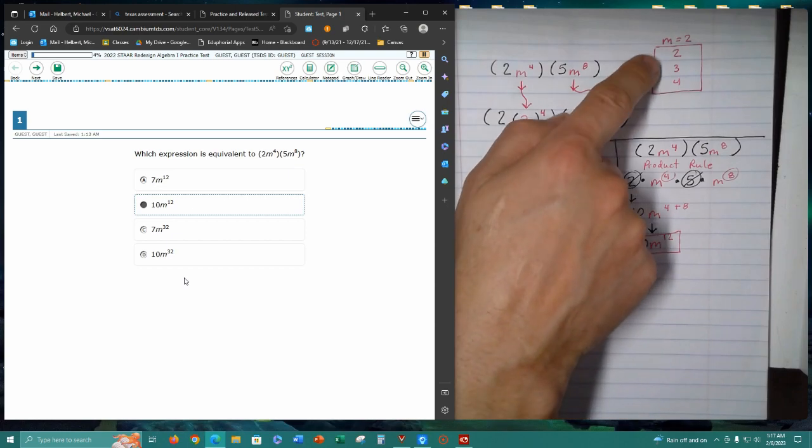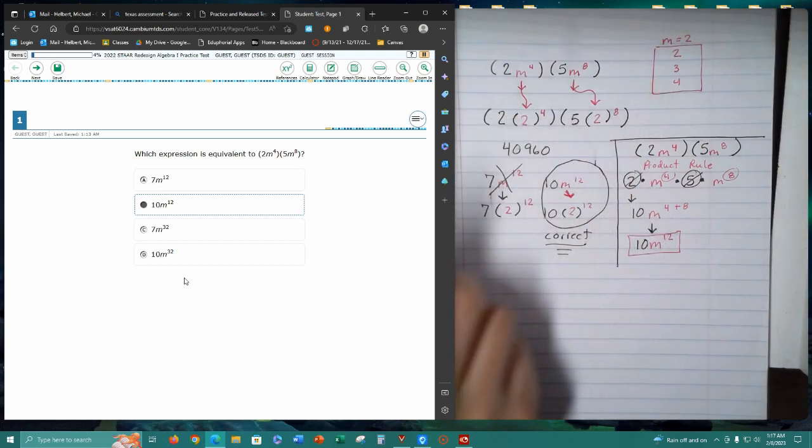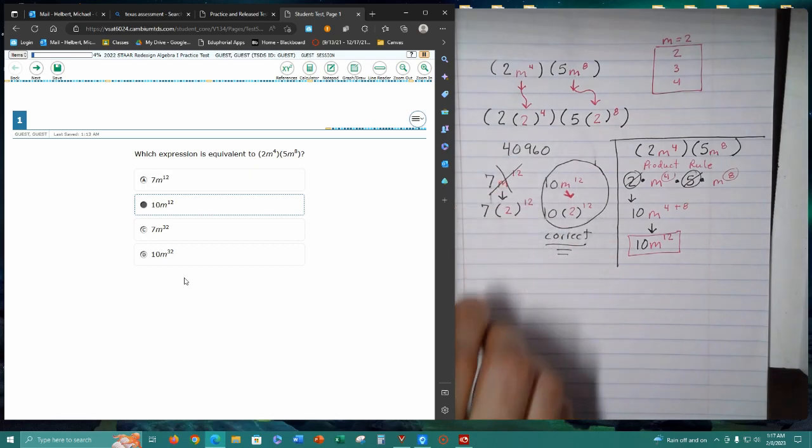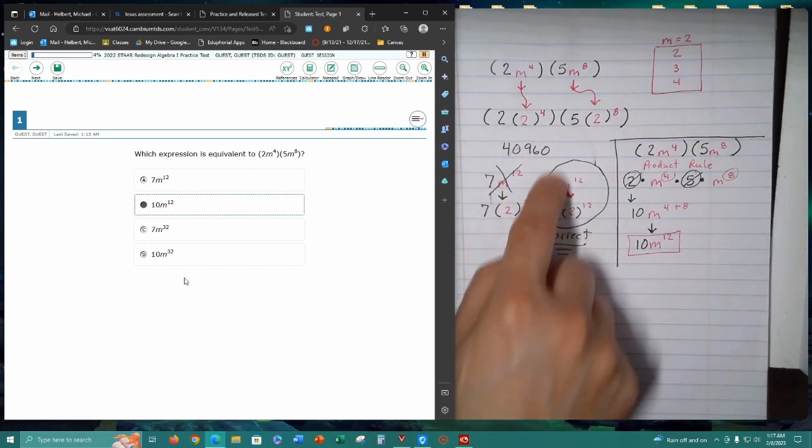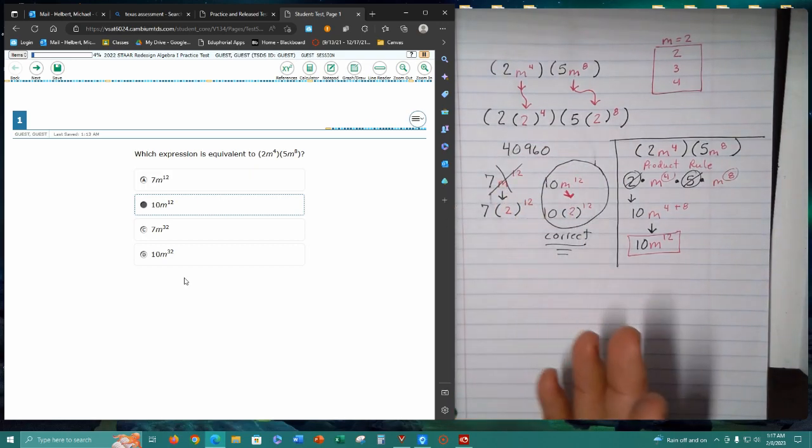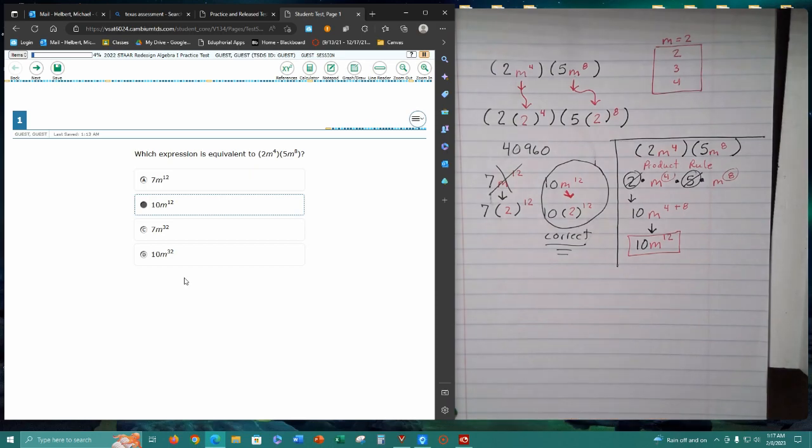But I always prefer to use a low number like 2, 3, or 4. But don't use 1. Use 2 or greater. And then see which one of these gives you an equivalent value, because that's what we did. Go ahead and pause this video and then move to the next problem.